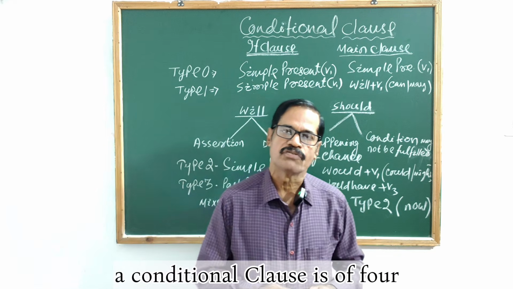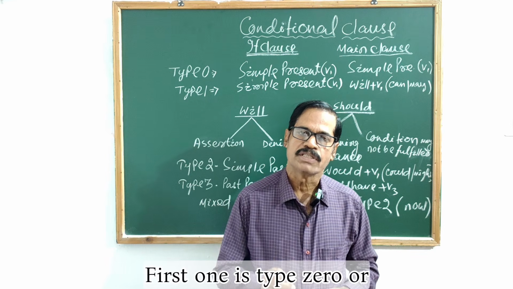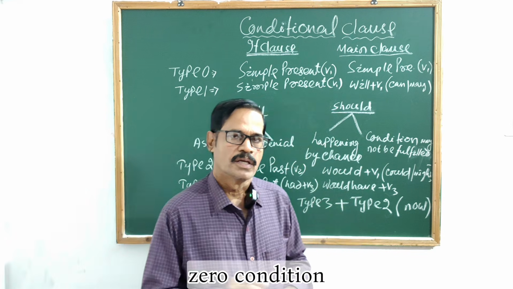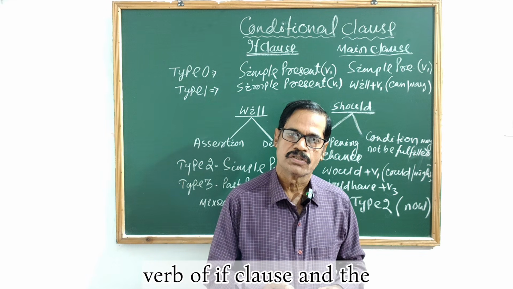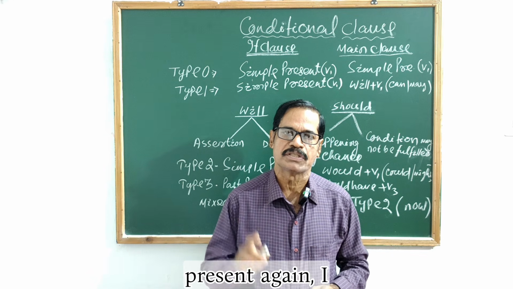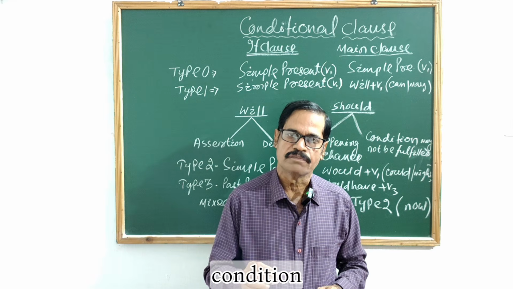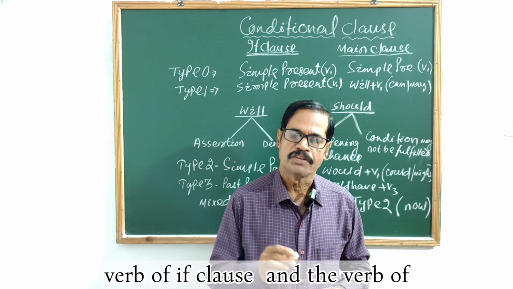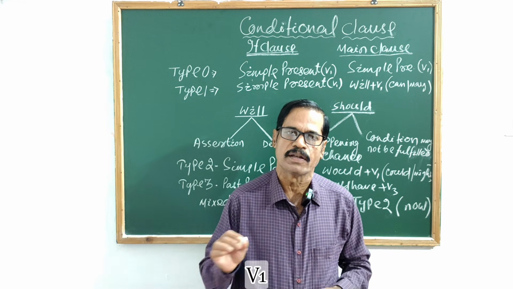A conditional clause is of four types. First one is type 0 or 0 condition. In this condition, the verb of if clause and the verb of main clause both become simple present. Again I repeat, in 0 condition or type 0, the verb of if clause and the verb of main clause become simple present or V1.